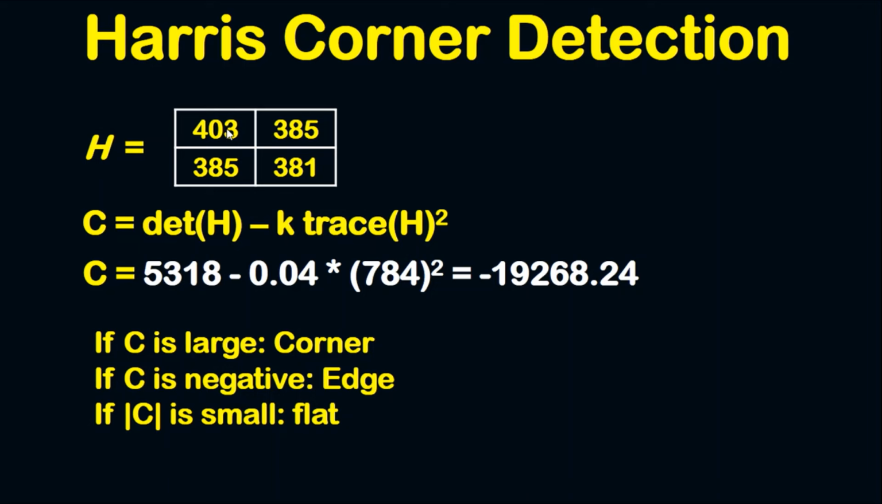So in this case, this is the diagonal. So we will sum this value plus this value. And this will be the result. And this will be the final result.